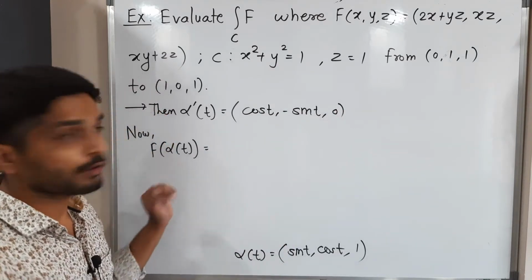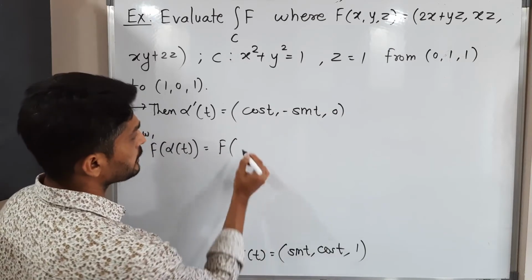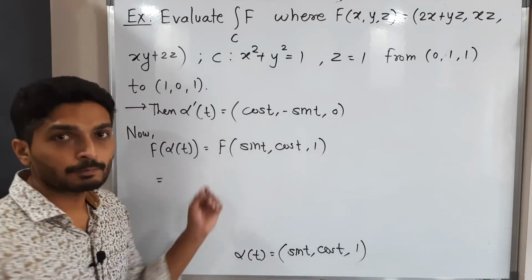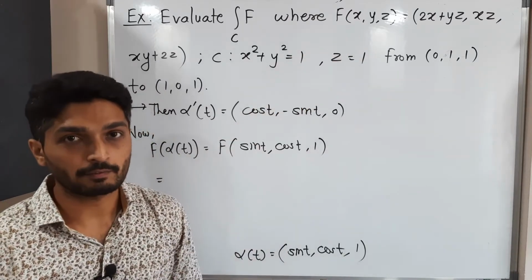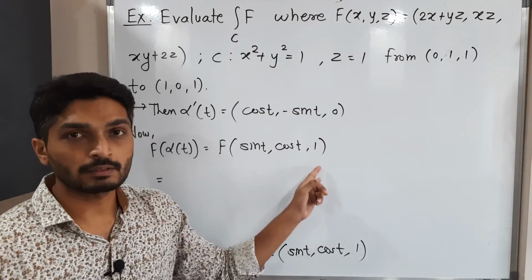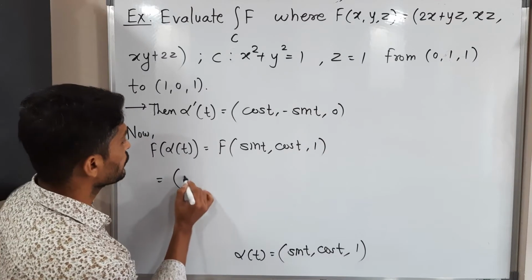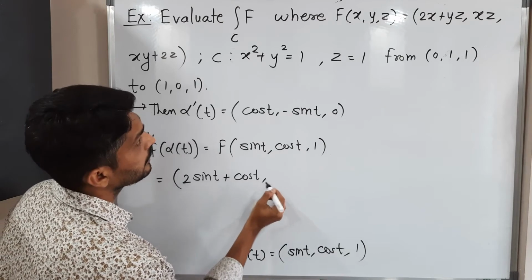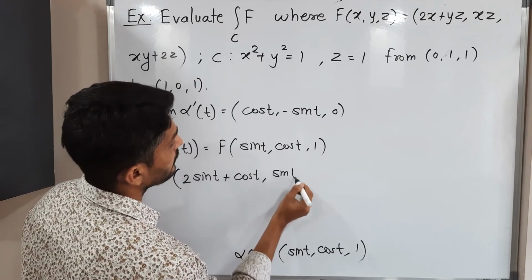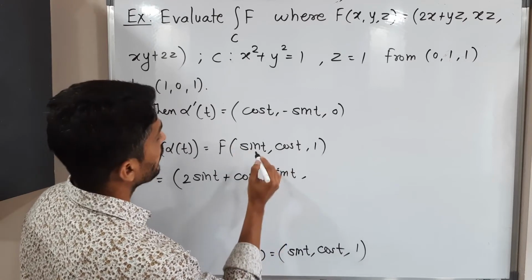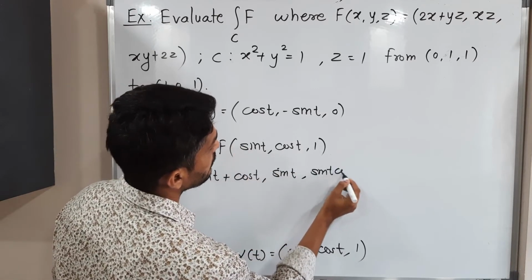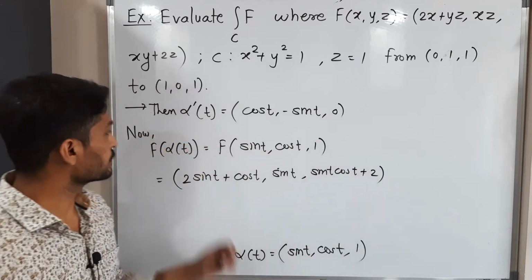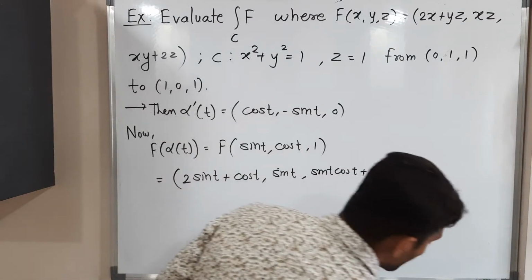So after that we will find f of alpha of t. F of, what is our alpha of t? Let us put there sin t, cos t, 1. After that we will operate f. That means we will follow this definition of f. This is our x, this is our y, and this is our z. Let us put there. So see, 2x means 2 sin t, plus y into z, cos t, x into z, sin t, that means sin t into 1, sin t, and xy, so this is sin t cos t, okay, plus 2z. 2z means 2. So this is f of alpha of t. Okay, so let me remove this one, it is not required.